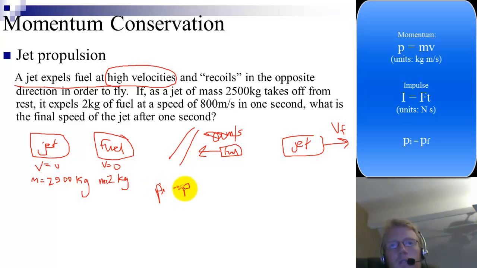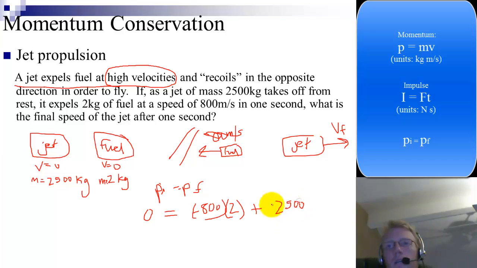Okay, so we start again. P initial equals P final. The initial momentum is 0. The final momentum is the mass times velocity here, so I'm going to write negative 800 for the velocity and 2 for the mass, plus the mass of the jet, which was 2,500, and the velocity of the jet we're trying to find. So when I subtract this to the other side, 2 times 800, that's going to give me 1,600 divided by 2,500 equals the final velocity of the jet. And note, this is after only 1 second.